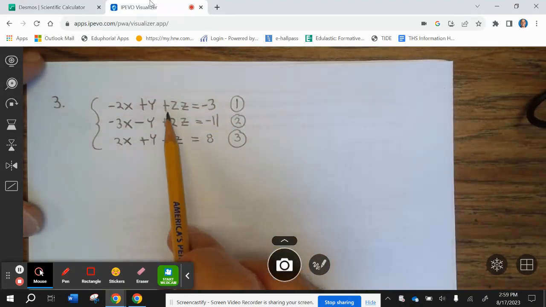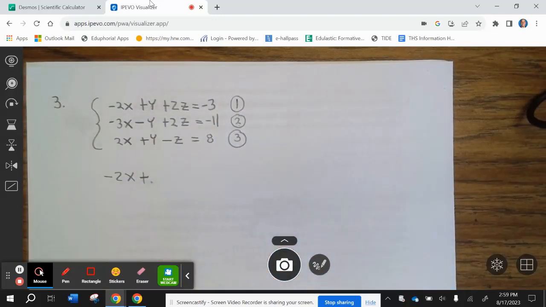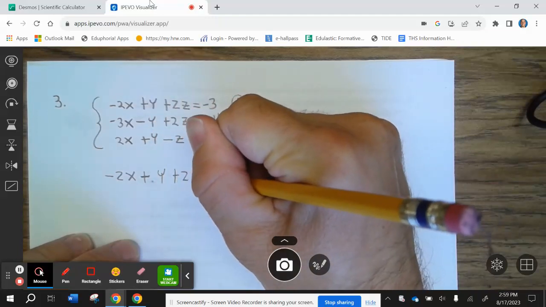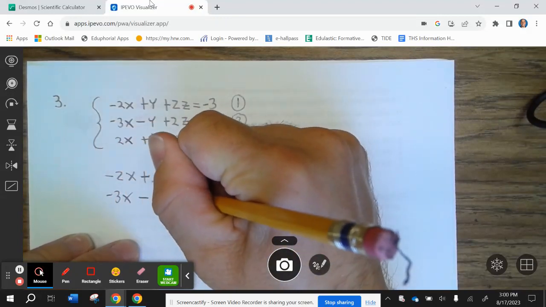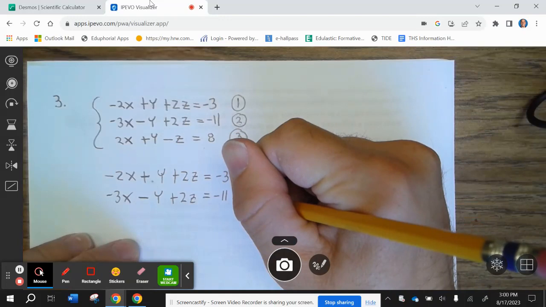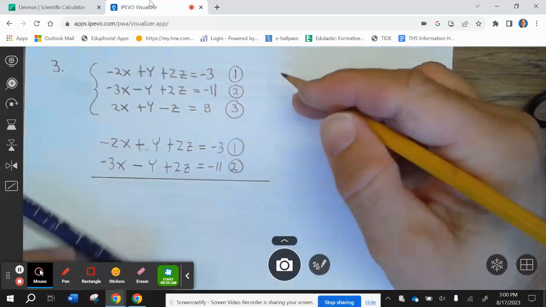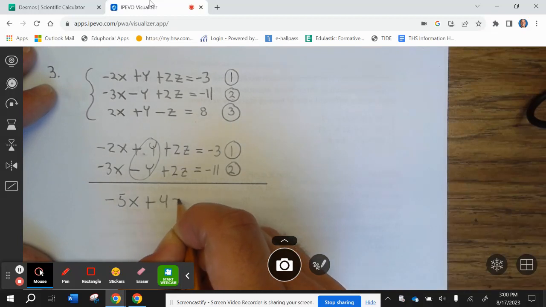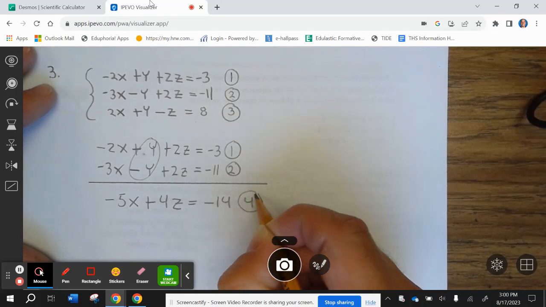Now, you see here that if I combine 1 and 2, the y's will eliminate. Let's go ahead and do that. So negative 2x plus y plus 2z equals negative 3. That's equation 1. Negative 3x minus y plus 2z equals negative 11. That's equation 2. So this becomes 0. You get negative 5x plus 4z equals negative 14. Let's call that equation 4.